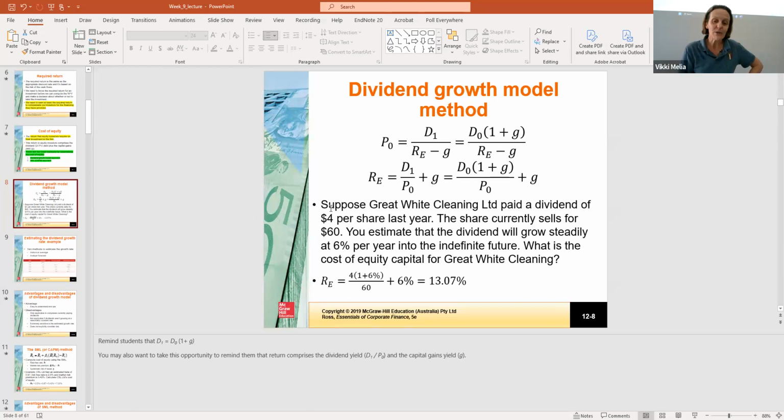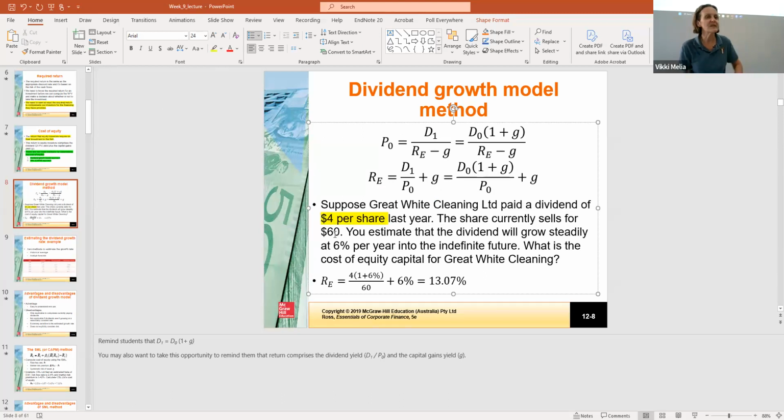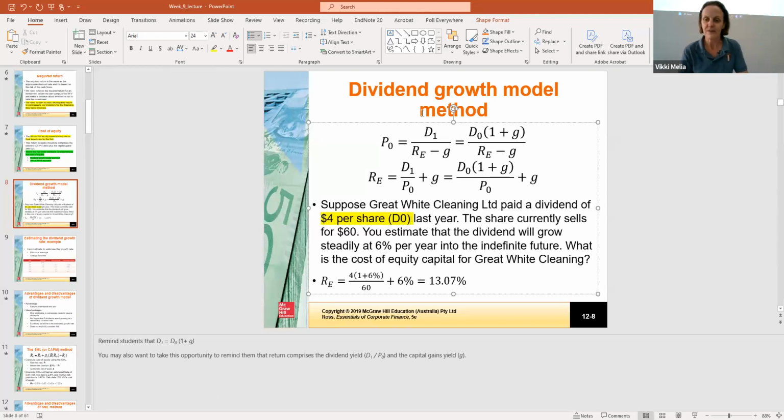So there's an example here. In this example, it says Great White Cleaning Limited paid a dividend of $4 per share last year. So is that D1 or D0? I've got D0, so I need to use this version with D0. The share currently sells for $60. So that's my P0, the price.